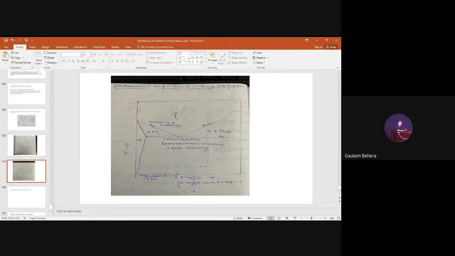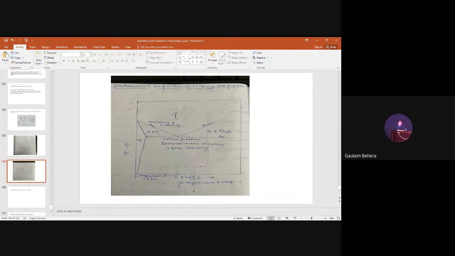Anyways, here I have written annealing and normalizing. If you want to do normalizing and annealing of steel, this is the composition 0.8 weight percentage of carbon, then the transformation temperature is what? It should be above A1, like 40 to 50 degrees above A1. This is the A1 line. That means 40 to 50 degrees above the lower critical temperature, if you want to do annealing or normalizing.